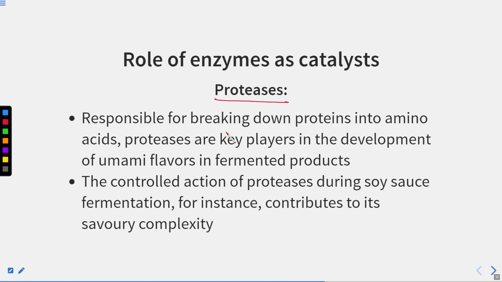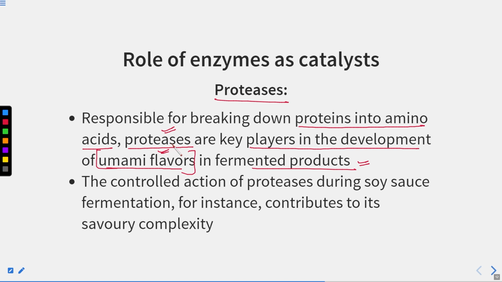Proteases are responsible for breaking down proteins into amino acids. Proteases are key players in the development of umami flavors in the fermented product. So sometimes these fermented products have a flavor that is called umami, and that is due to the presence of proteases.